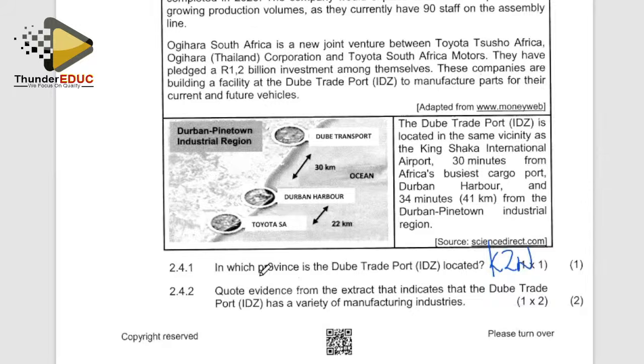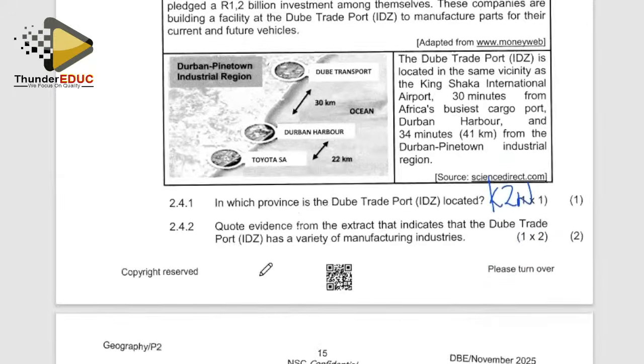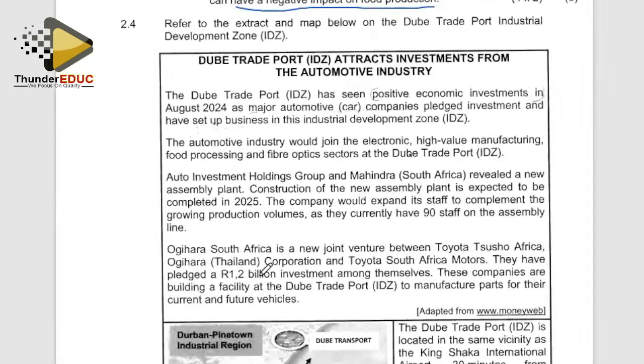Quote evidence from the extract that indicates that the Dube Trade Port has a variety of manufacturing activities. This is an extraction question. It says in the second paragraph, the automotive industry would join the electronic, high-value manufacturing, food processing, and fiber optic sectors at the Dube Trade Port. So this is where we get a variety, because we're having the automotive, joining electronic, and also high-value manufacturing, food processing, fiber optics. All those are found in the Dube Trade Port Industrial Development Zone.